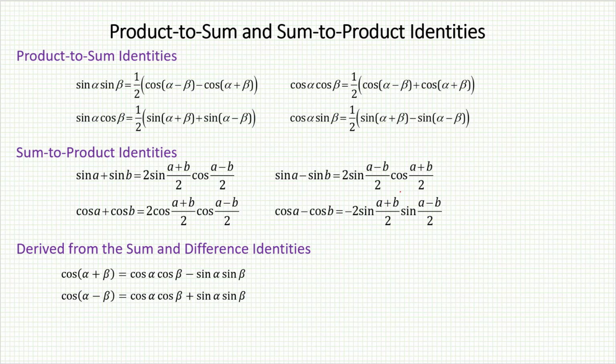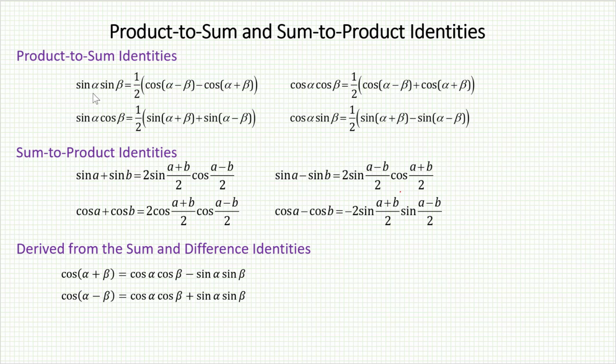Product to sum and sum to product identities. The names of these identities give away their purpose. The first group, the product to sum identities, are identities that take products of various trig functions and turn them into sums or differences.